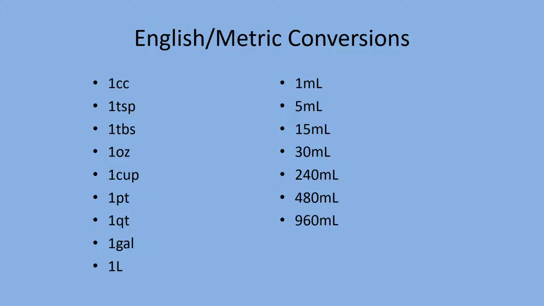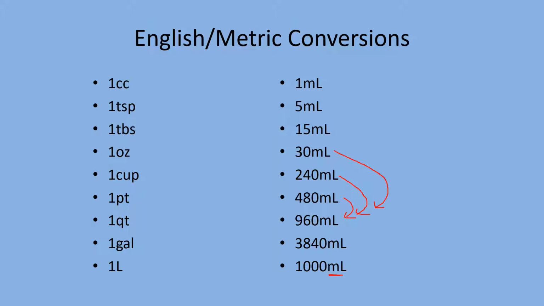Quart? 960. So you can always see there's like 2 of these guys. That means there's 4 of these guys, and about 32 of these guys, right? So that's how they relate. And a gallon is 3840, and 1 liter by definition, milli means 1/1000. So it takes 1,000 little mLs to get a liter.